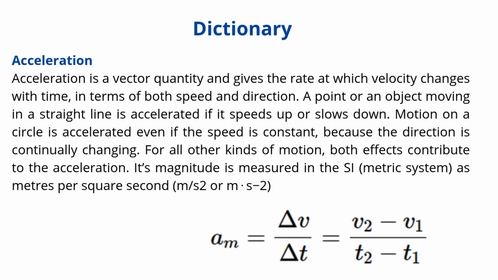Acceleration. Acceleration is a vector quantity and gives the rate at which velocity changes with time, in terms of both speed and direction. A point or an object moving in a straight line is accelerated if it speeds up or slows down. Motion on a circle is accelerated even if the speed is constant because the direction is continually changing. For all other kinds of motion, both effects contribute to the acceleration. Its magnitude is measured in the SI as meters per square second.